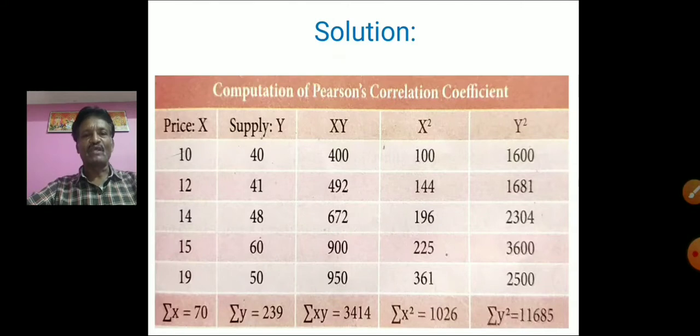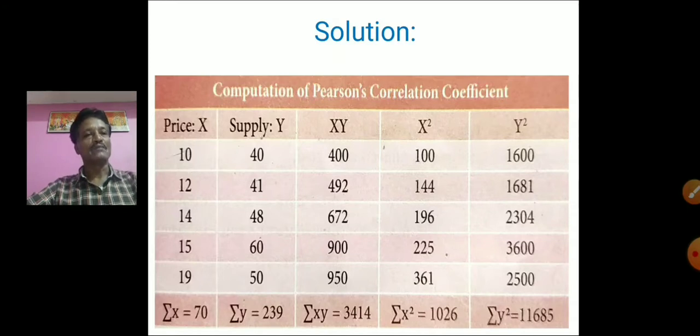In the way we have calculated the x square value, the same way we have to calculate the y square value. The first y value is 40. The square of 40 is 1600. Then 41 square, that is equal to 1681. Then 48 square, that is equal to 2304. And 60 square, that is equal to 3600. And 50 square, that is equal to 2500. So all the y square values are 1600, 1681, 2304, 3600 and 2500.